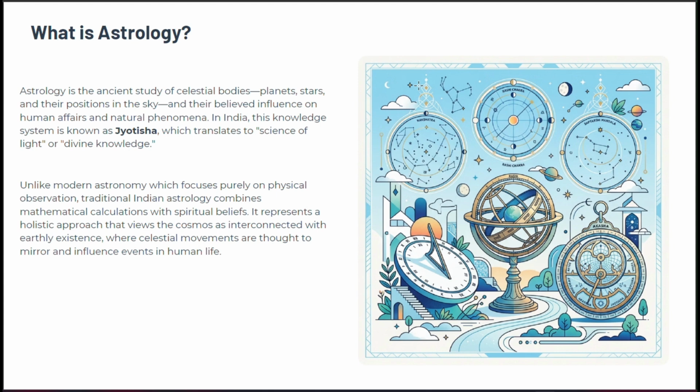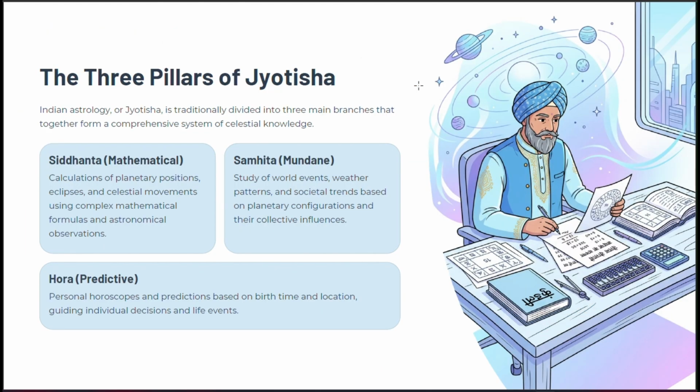Unlike modern astronomy, which focuses mainly on scientific observations, Indian astrology combines mathematics, astronomy, philosophy, and spirituality. It follows the belief that the universe and human life are deeply connected and that planetary movements can reflect patterns in our lives. Three pillars of Jyotisha.